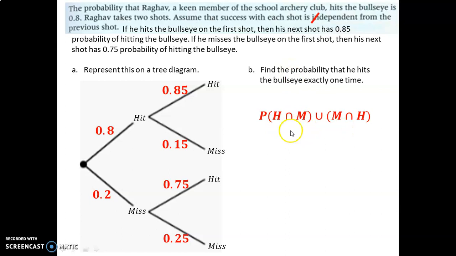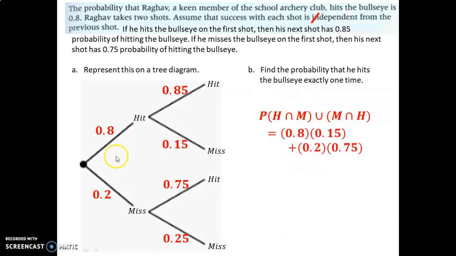So here are the 2 paths. There's the probability of hitting and then missing, or, this union symbol means or, the probability of missing then hitting, so missing first then hitting. So 2 paths, and they're represented here.